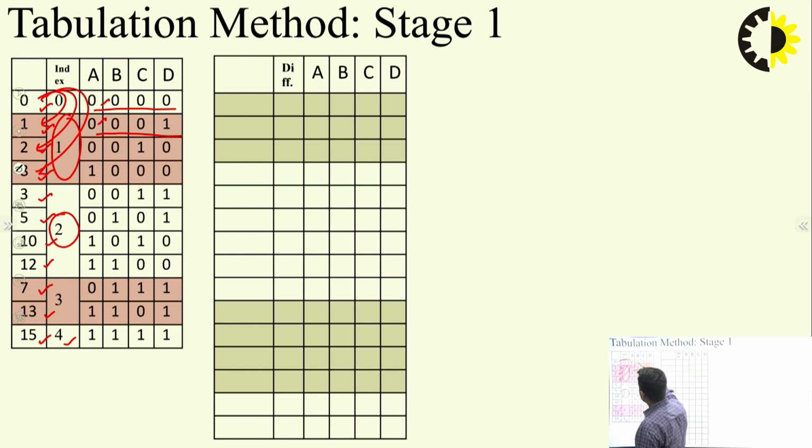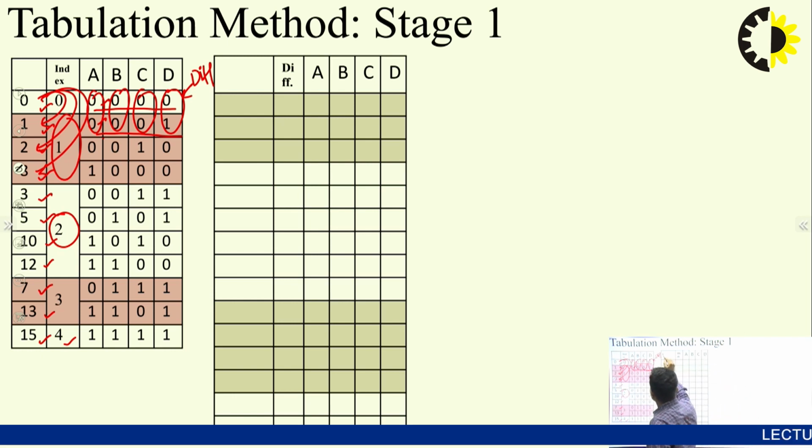That means 3 positions are the same: this position is same, this position is same, this position is same. Only 1 bit difference is there, a difference in 1 bit position only. That means a group can be formed for 0 and 1. So we will write here minterm group, and the first group being formed is 0 and 1.